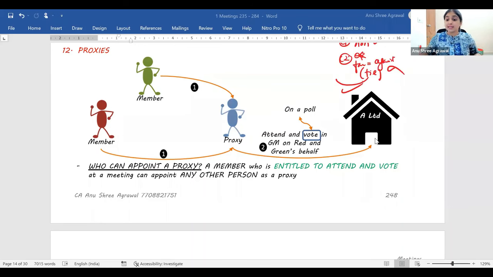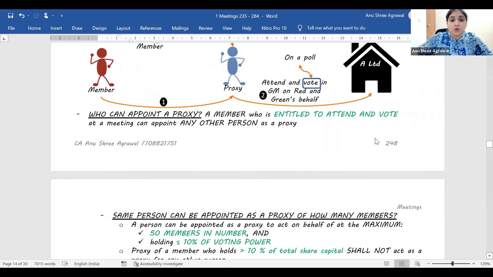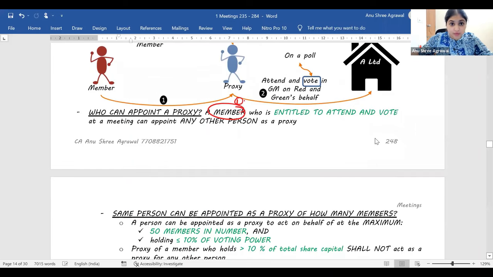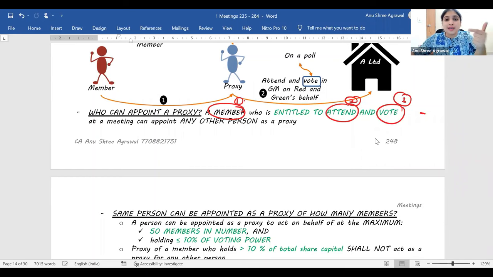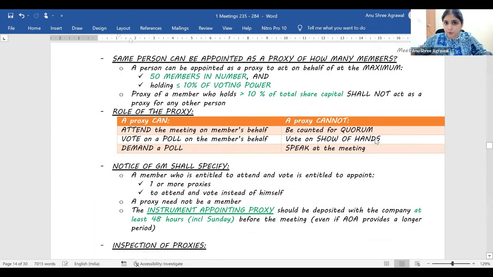Okay, come on guys, let us go to the next discussion now, proxies. Proxy, who exactly is a proxy? Who can appoint a proxy? We'll see all the points. Only a person who is a member of the company, condition one, and he has a right to attend the meeting and he has a right to vote at the meeting. Three points, three conditions. A member who has the right to attend and vote at the meeting, only he can appoint a proxy.